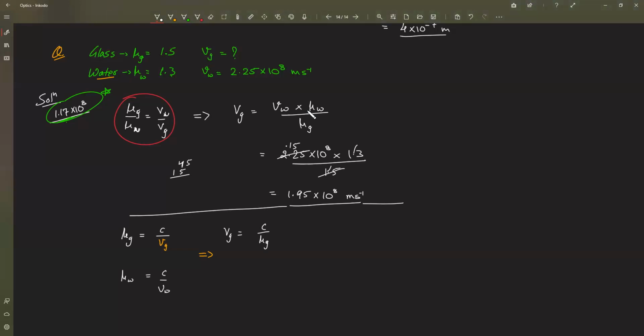Right? So what should that be? c is 3 into 10 to the power 8 divided by mu g, and mu g is 1.5. So you will get approximately 2 into 10 to the power 8. So this and this are almost similar, 2 and 1.95. Right? But obviously here you have 1.17, which is very low. It is almost half of the actual answer.